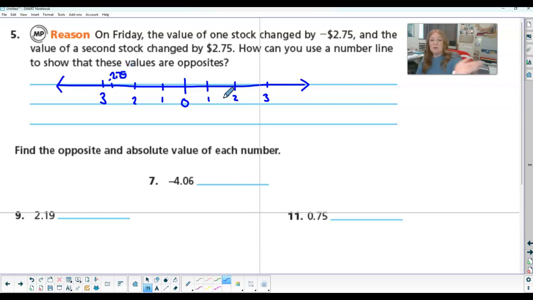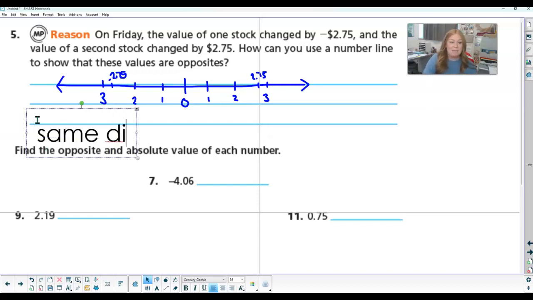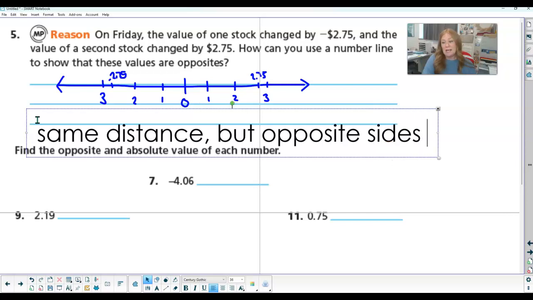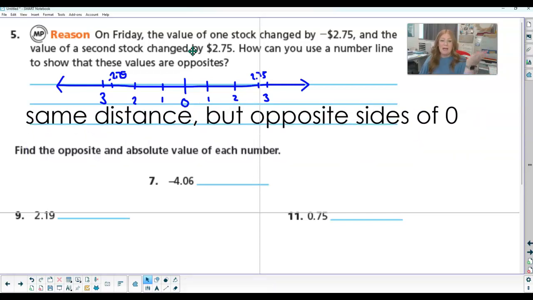$2.75. And the other one gained $2, and here, right, 25, 50, 75. So I can see that those are on opposite sides. They're the same distance, but on opposite sides of 0. So same distance, but opposite sides of 0. So I can prove that and write about it.